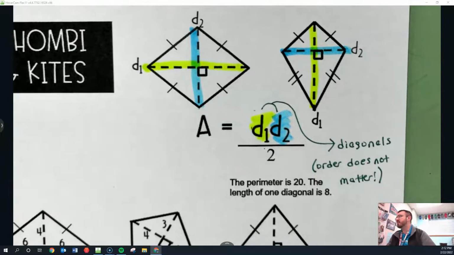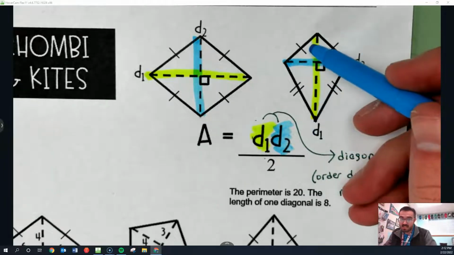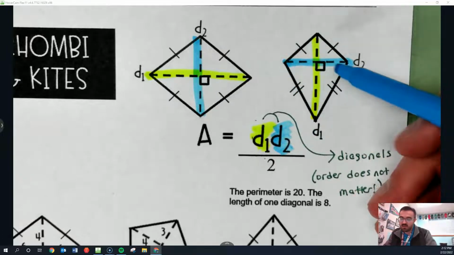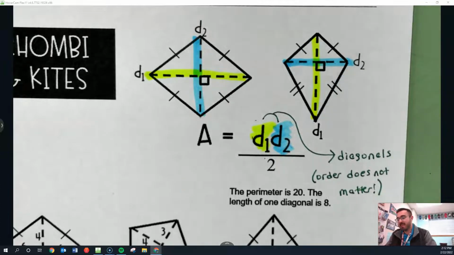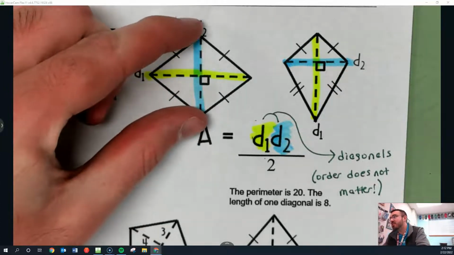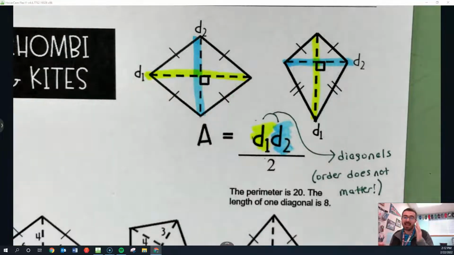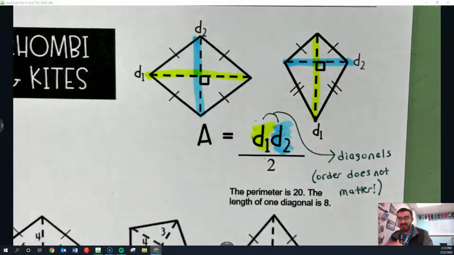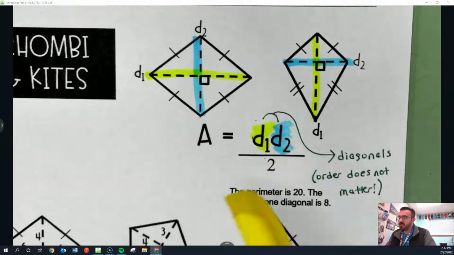The important thing here is it's the entire distance. So it's from one corner to the opposite corner. It's not just this part right here, it's the whole distance. That's the main thing. Other than that, it's really not too bad, guys. So what you're going to do is multiply those two diagonals together and divide by 2.